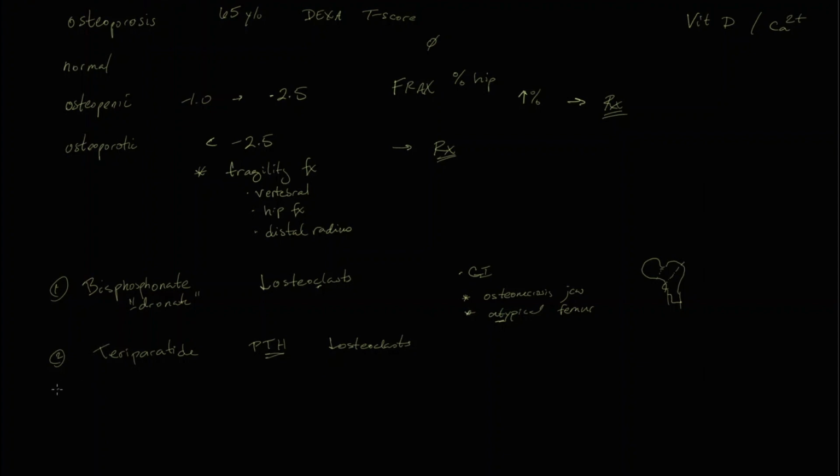And the third drug class that you should know is denosumab. And anything that ends with mab is a monoclonal antibody, and this monoclonal antibody is for a ligand called a rank ligand, which starts this many-step cascade that will activate osteoclasts. So once again, this antibody will decrease osteoclastic activity.